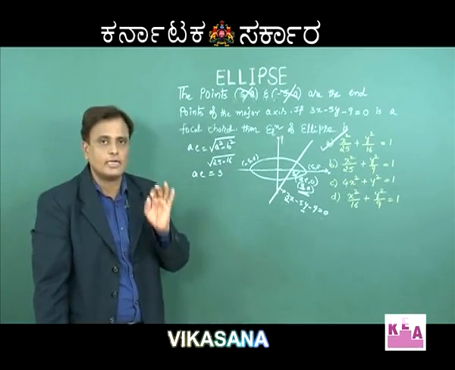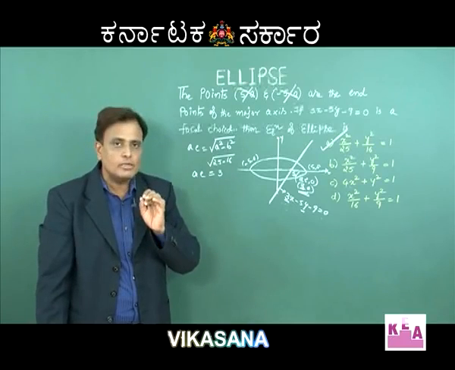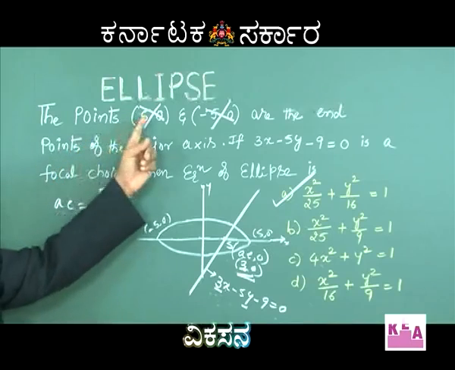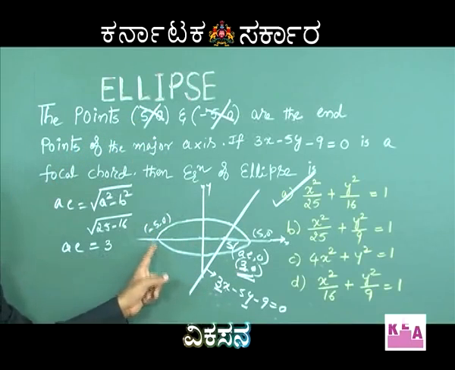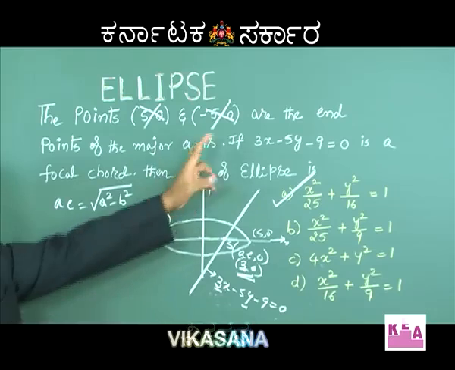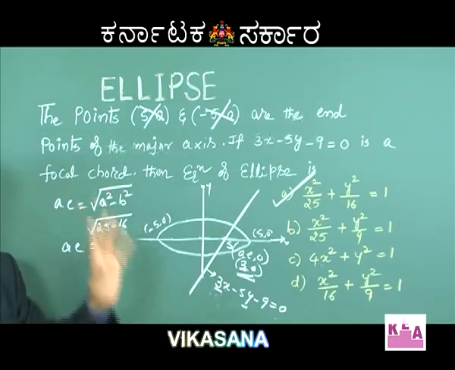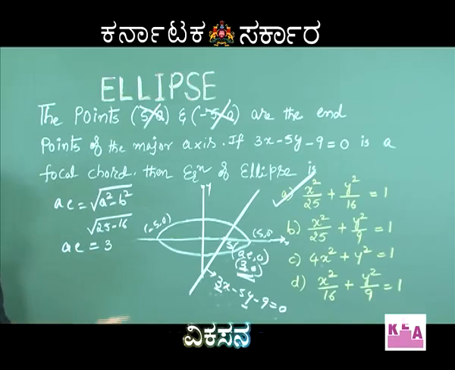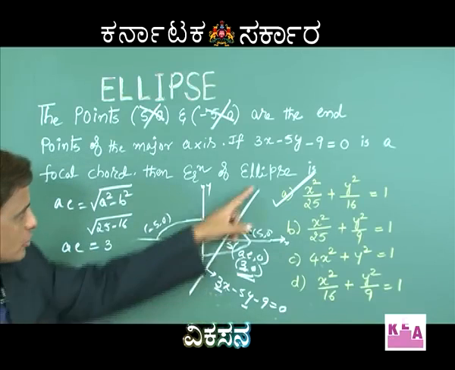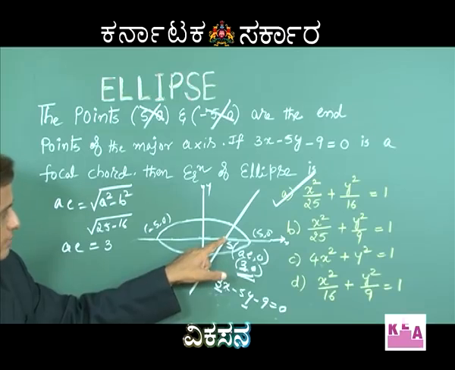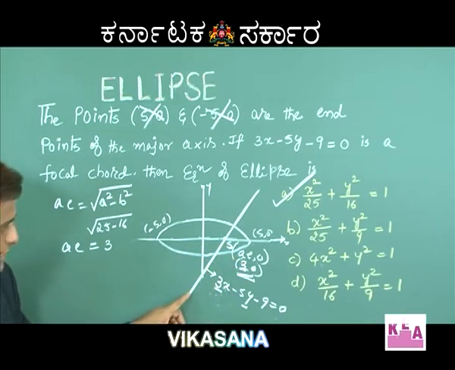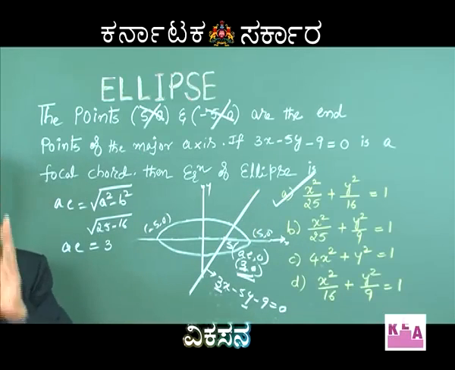Again I will check you, once again I will repeat this question, a really typical question to understand this. (5, 0) and (minus 5, 0) are the end points of the major axis. If 3x minus 5y minus 9 is equal to 0 is a focal chord, then you have to find out the equation of the ellipse. 3x minus 5y minus 9 equal to 0 is a focal chord, which means definitely the coordinates of the focus we know are (AE, 0). Since this line is passing through the focus, the coordinates of the focus must satisfy its equation.